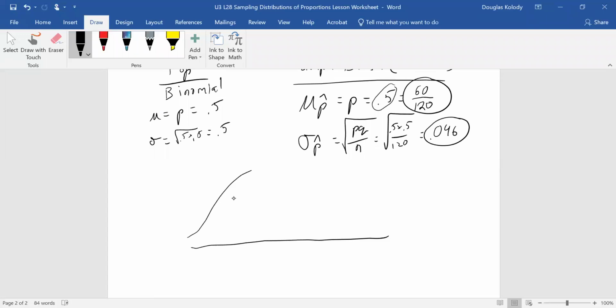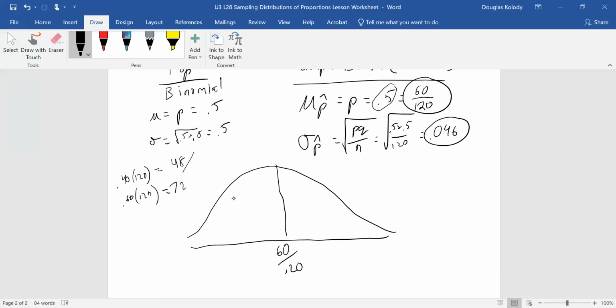So let me draw a normal curve. In the center, I'm going to put 60 out of 120. I need to do a little side work right now. What is 40% of 120? And what's 60% of 120? 40% of 120 turns out to be 48. 60% of 120 turns out to be 72. But remember, it's 48 out of 120, 72 out of 120. These are fractions. So I'm going to put 48 over 120 right here, and 72 over 120 right here.